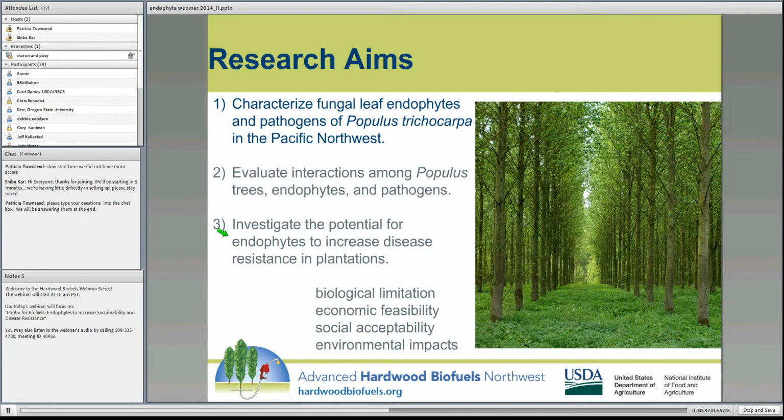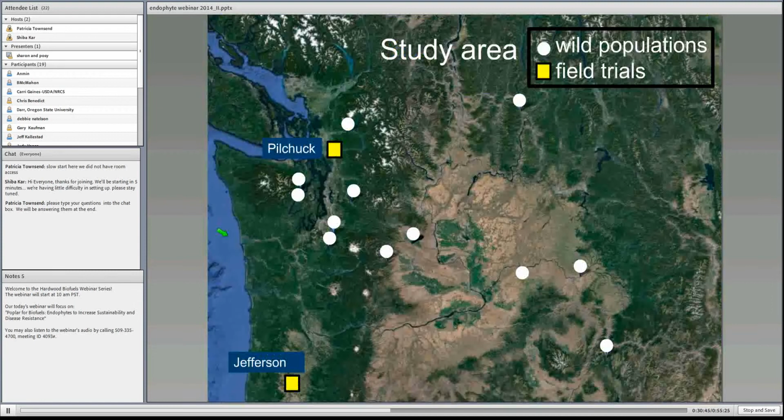So let's start with the first study aim, characterizing fungal leaf endophytes and pathogens of Populus trichocarpa in the Pacific Northwest. To do this, we've been working in the study area shown here. I think many of you will recognize this. This is mostly Washington State, the core of the Pacific Northwest, also southern Canada, and parts of Idaho, Montana and Oregon. And in this area, we're working both in field trials like Pilchuck and Jefferson, but also in wild populations of Populus trichocarpa.